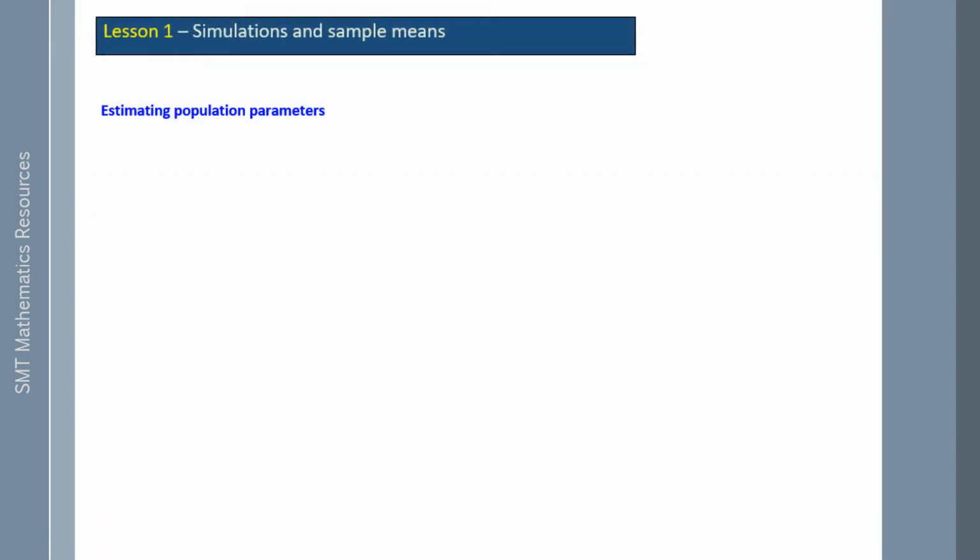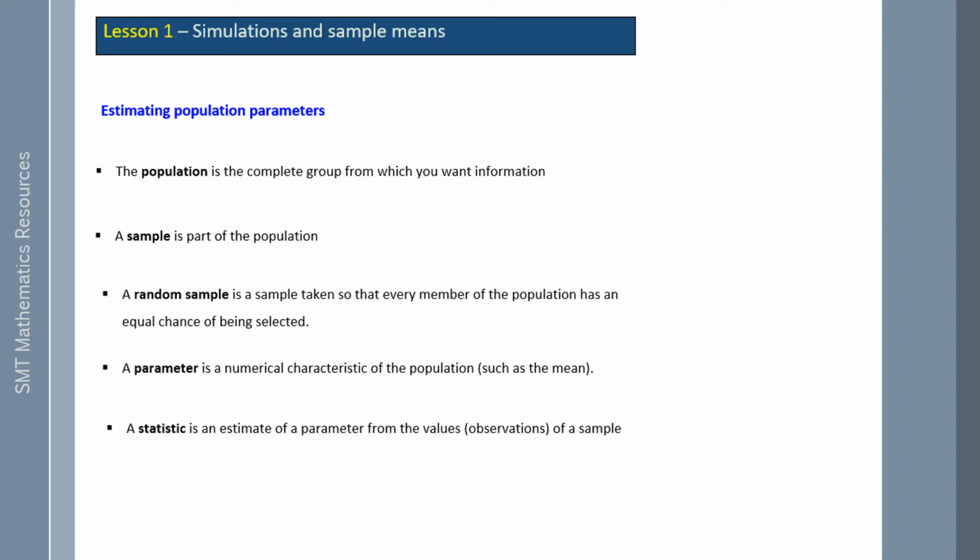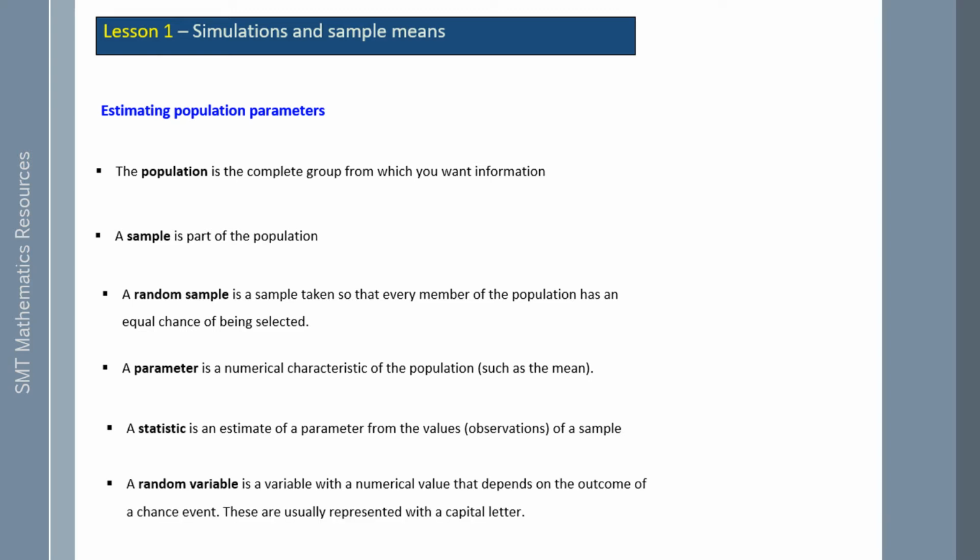Estimating population parameters. Population is the complete group from which you want information. Sample is part of the population. A random sample is a sample taken so that every member of the population has an equal chance of being selected. A parameter is a numerical characteristic of the population, such as the mean. A statistic is an estimate of a parameter from the values, observations of a sample.